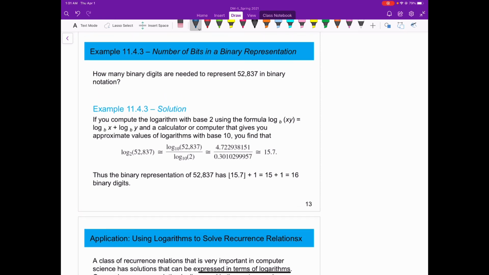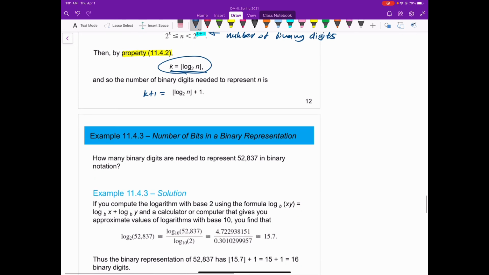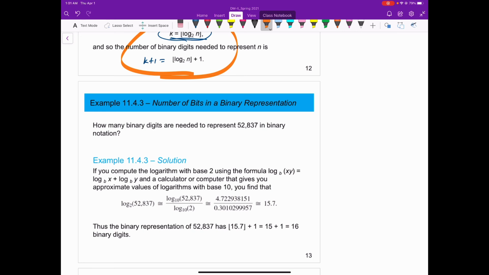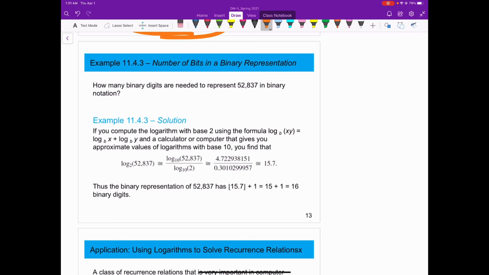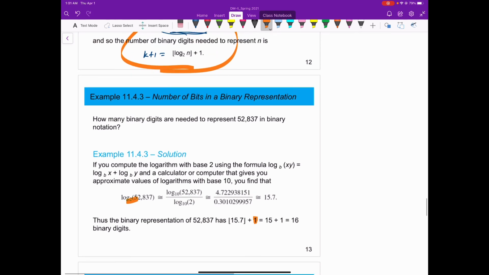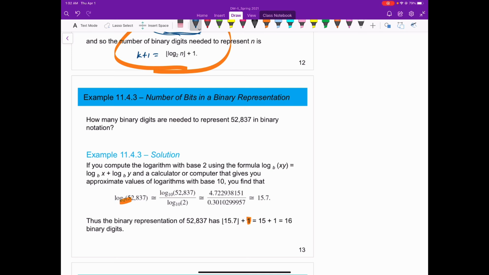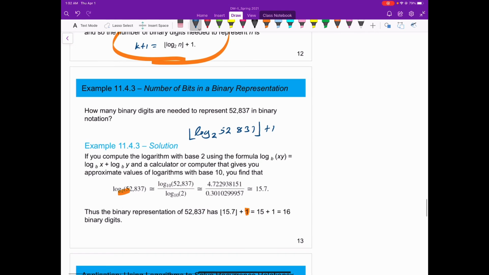The next example asks, how many binary digits are needed to represent 52,837 in binary notation? All right, so it is actually given by this result, which we have already proven, which is log of 52,837 to the base 2, and then at the end you have to add 1. Let me write it here. This is actually log to the base 2 of 52,837, get the floor function, and then plus 1. All right, so that's what we're going to get here.